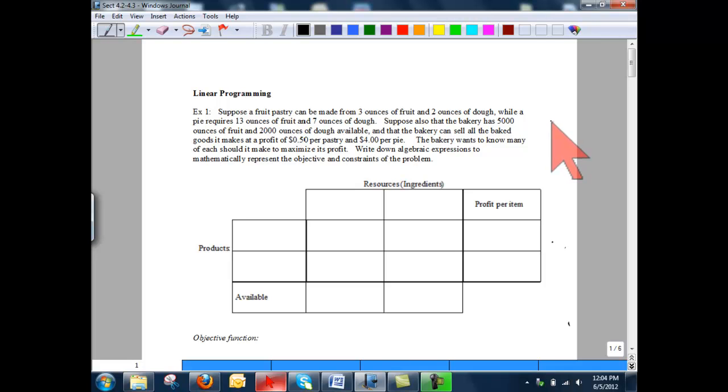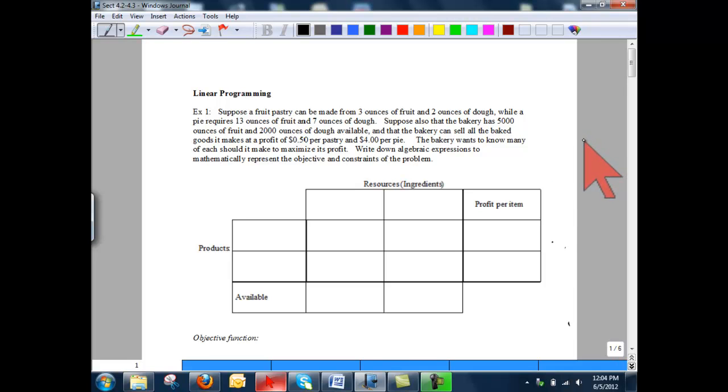Suppose, and it's from the point of view of a bakery, suppose a fruit pastry can be made from 3 ounces of fruit and 2 ounces of dough, while a pie requires 13 ounces of fruit and 7 ounces of dough. Suppose also the bakery has 5,000 ounces of fruit and 2,000 ounces of dough available, and that it can sell all the baked goods it makes at a profit of 50 cents per pastry and $4 per pie. The bakery wants to know how many of each it should make to maximize its profit. Write down algebraic expressions to mathematically represent the objective and constraints of the problem.